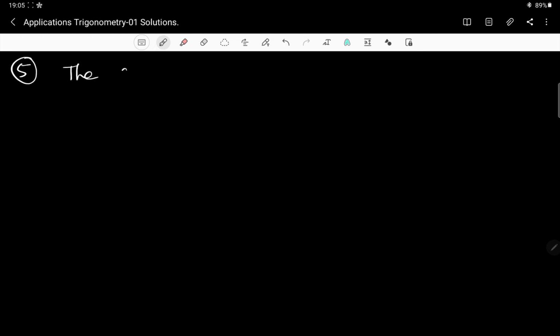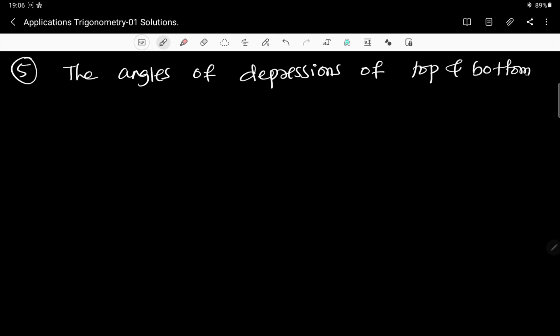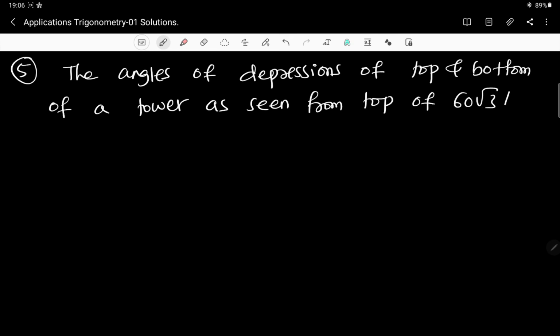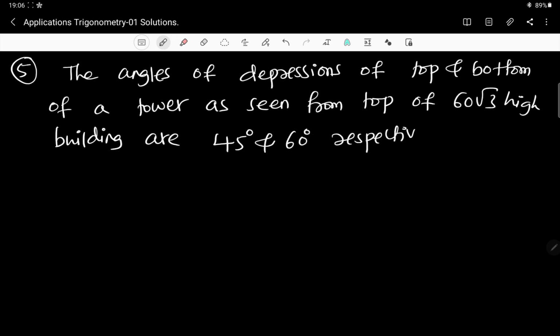The angles of depression of top and bottom of a tower, as seen from the top of a 60 root 3 high building, are 45 degree and 60 degree respectively. Find the height of the tower.